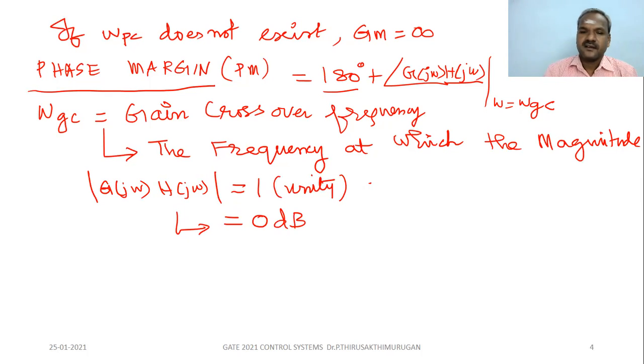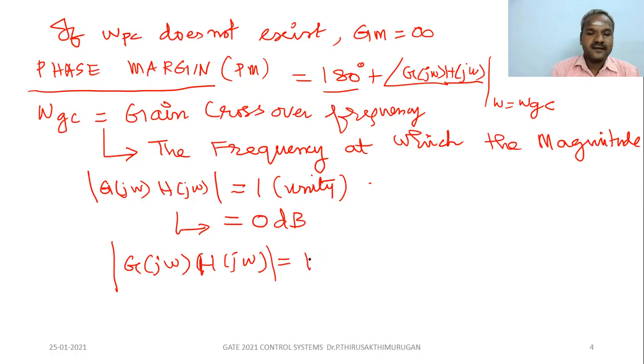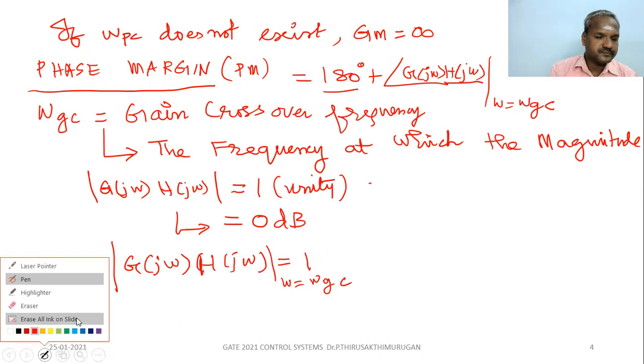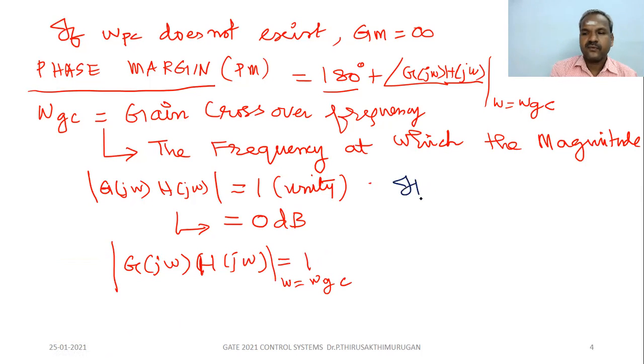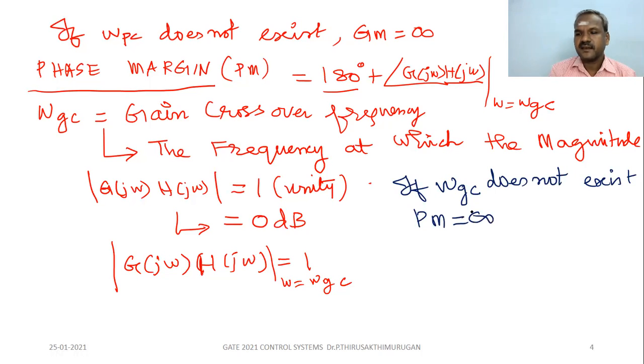So you can also say that the magnitude of G(jω)H(jω) equals 1 when ω equals ω_gc. If ω_gc does not exist, the phase margin becomes infinity.